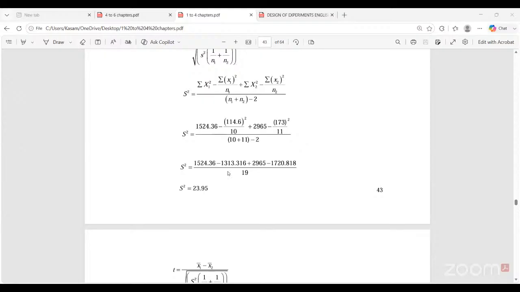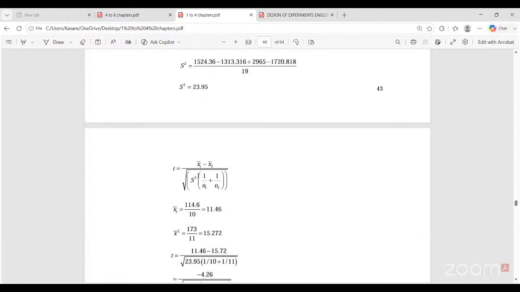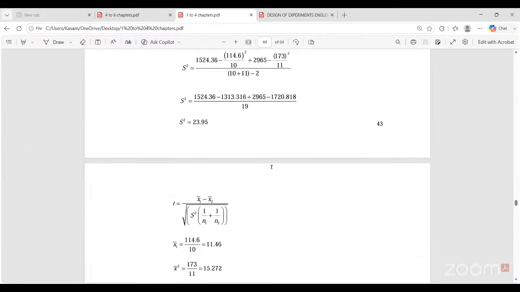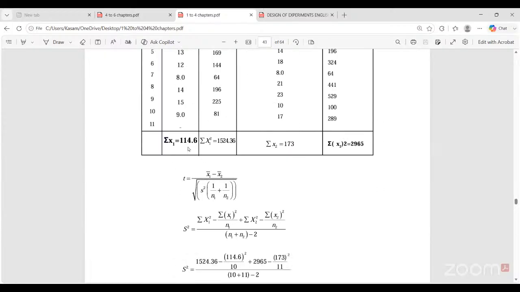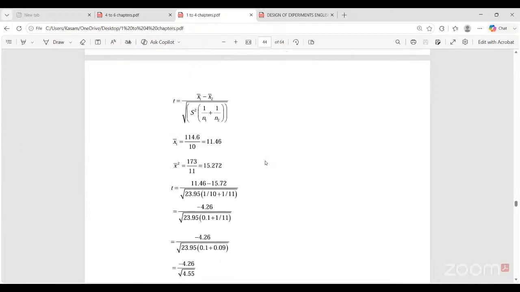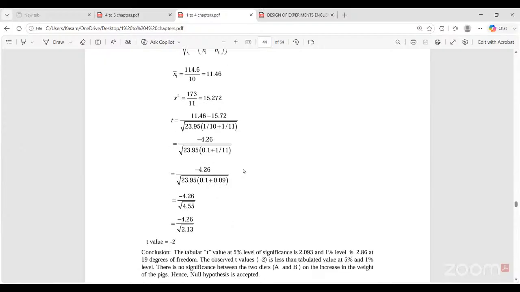So this is 23.95, it is incorrect. Wrong, sir. Okay, it is a printing mistake you have to take here. So you have to take x1 minus x2. What is x1? 114.6. What is x2? 173. So 114.6 by 10 is 11.46, and 173 by 11. The value should come here.